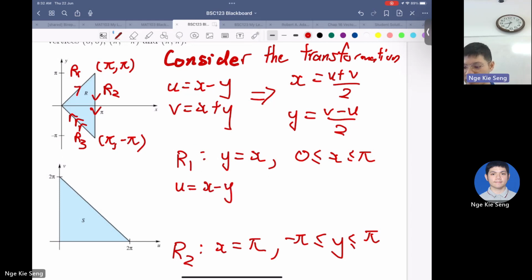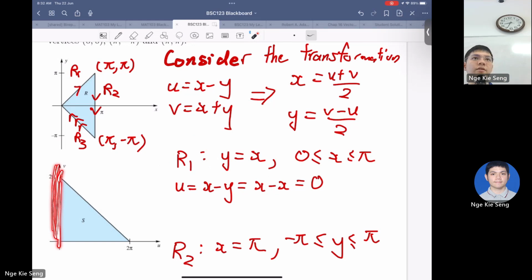U is x minus y, but y equals x. So my u is always 0. This means this R1 here gets mapped to somewhere where u is always 0. So where is u? U is this direction. V is this direction. So here. But what's the range here? We need to check what happened to the range, right?